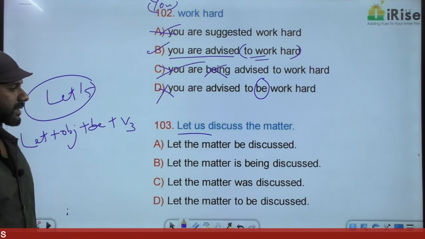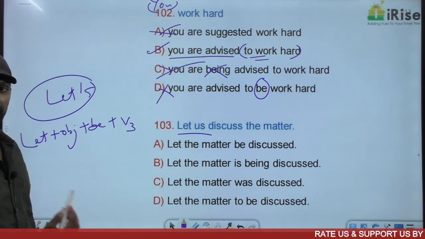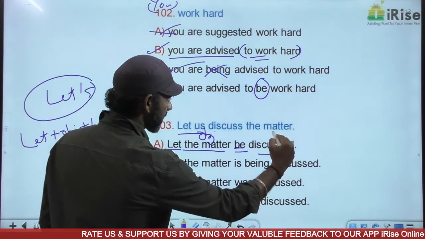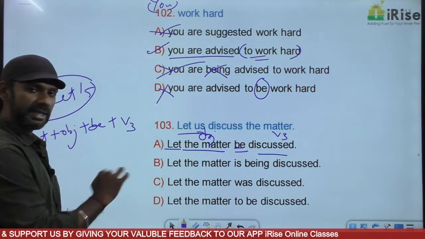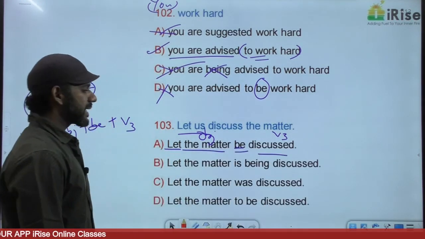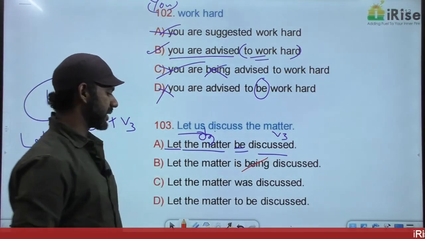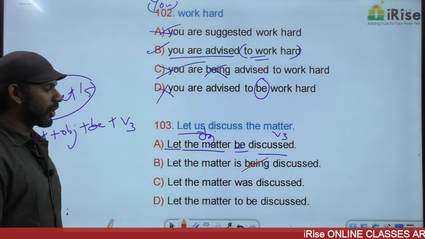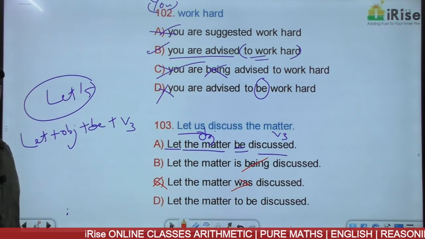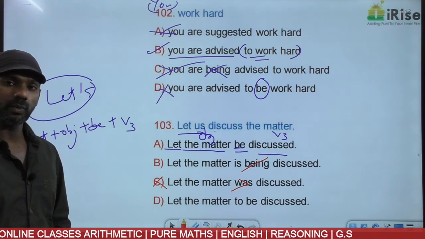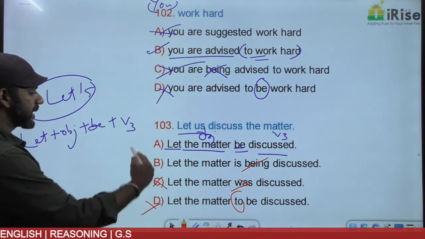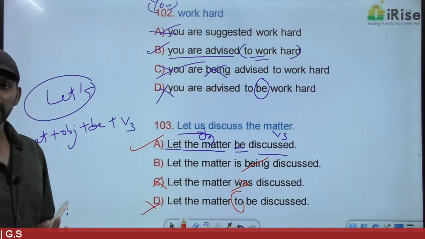Let us discuss the matter. Come to A. Let the matter be discussed. Let plus object plus be plus V3, correct structure, must be considered. Leave it. Come to B. Let the matter being discussed, eliminated because being is there. C says let the matter was discussed, be is not there, was cannot come, eliminated. Come to option D. Let the matter to be discussed. What is extra here? To is extra here, which is not there in the structure, eliminated. The answer must be A. Let the matter be discussed.